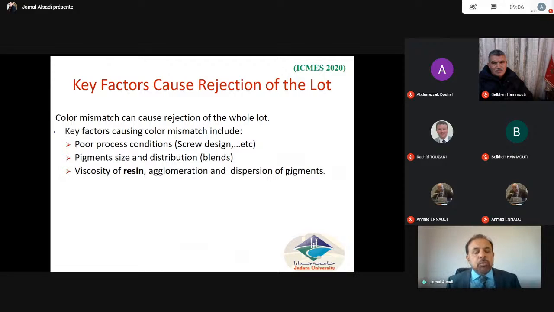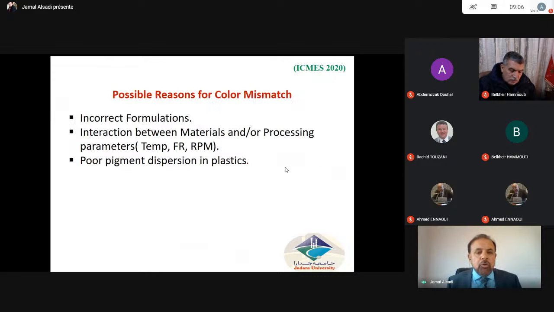Also, after running the material, then we should carry it to the lab. We should take into consideration the pigment size, the distribution, the blending, and maybe we'll also take a sample to get the viscosity, agglomeration. Finally, all of these are run in order to reach the proper dispersion of the color. What is the possible reason for color mismatch?